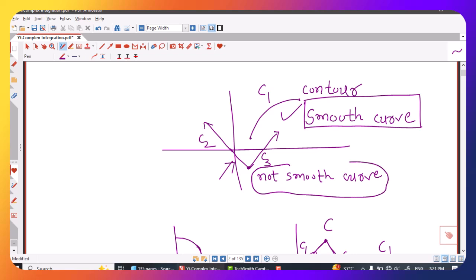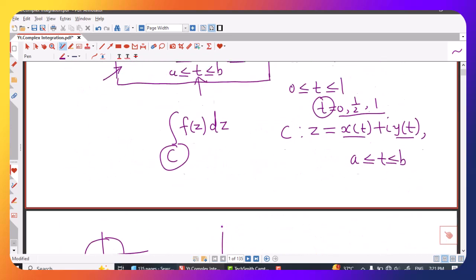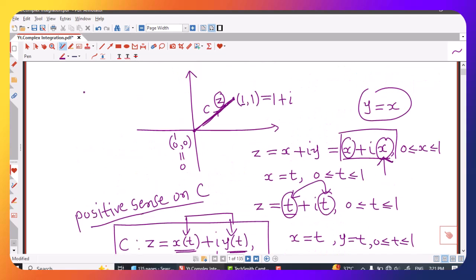So this is also not a smooth curve, but it is a union of two smooth curves, therefore it is a contour. Now sometimes we will have this type of curve, that is, if we are considering a circle, approximately assume that this is a circle, then this is also a smooth curve, therefore it is a contour. But we can see that if we start from this point and move along the circle, then we come back at this point.